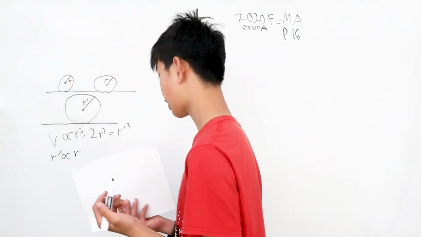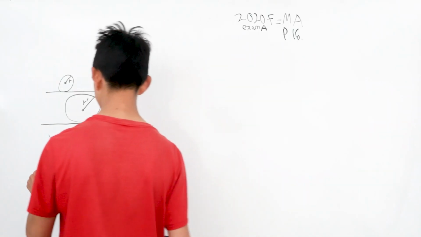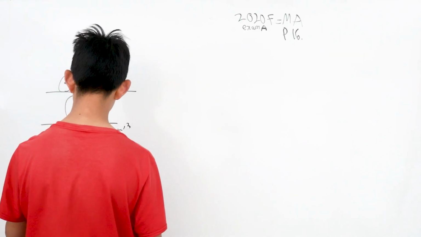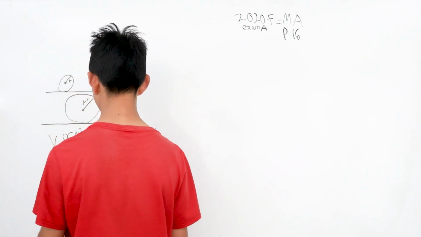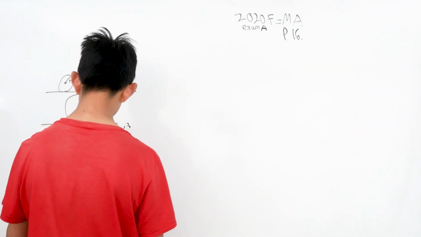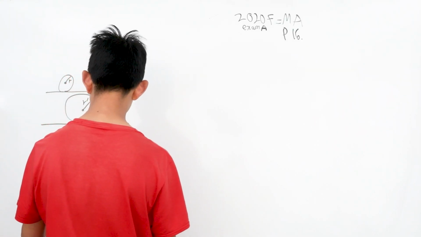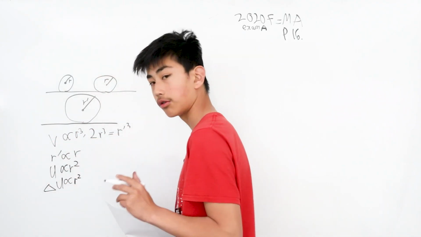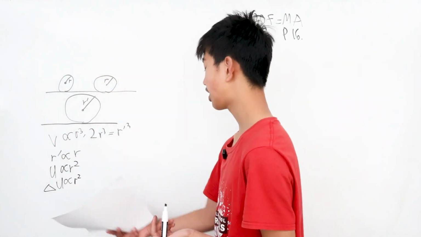We can also say, due to this fact, and that U is proportional to r squared, we get that change in U is proportional to r squared. So we have those. And now what is change in U?